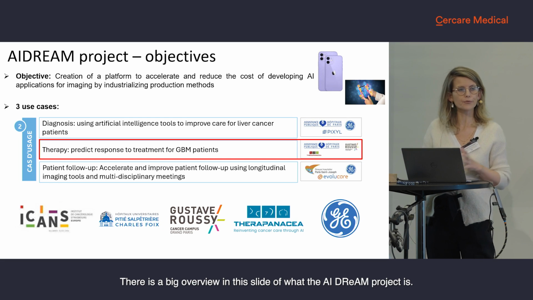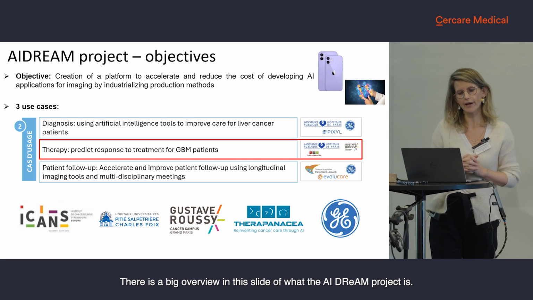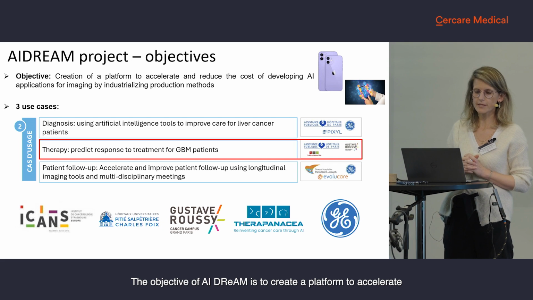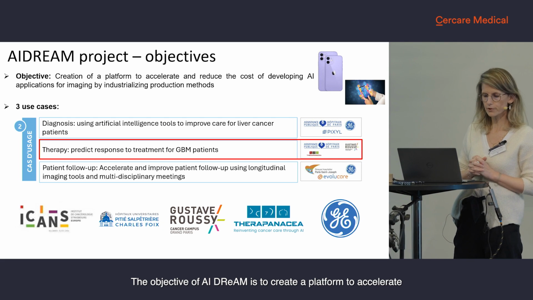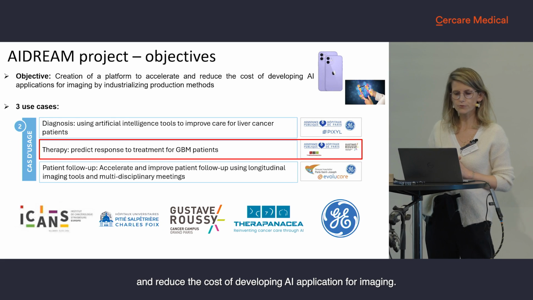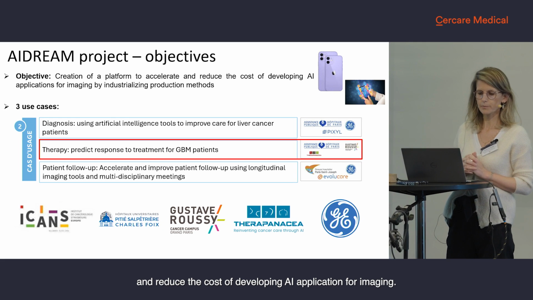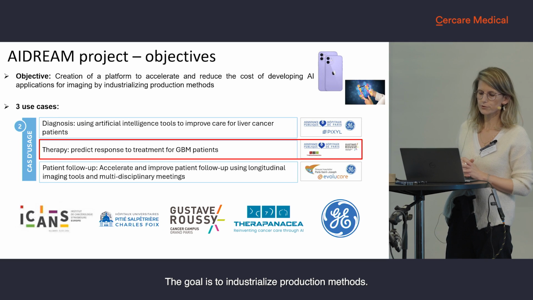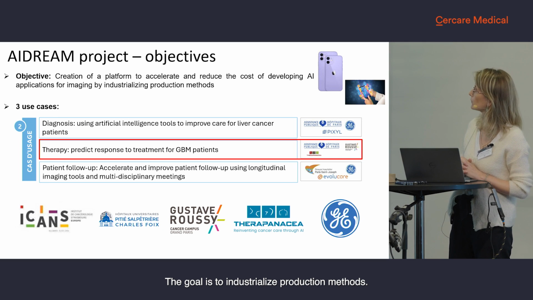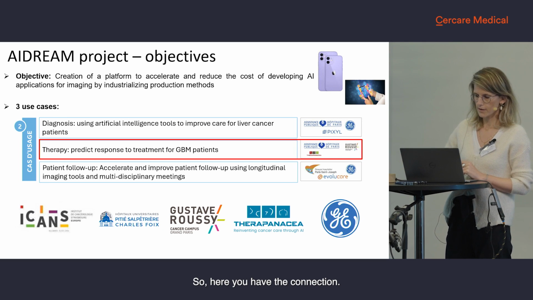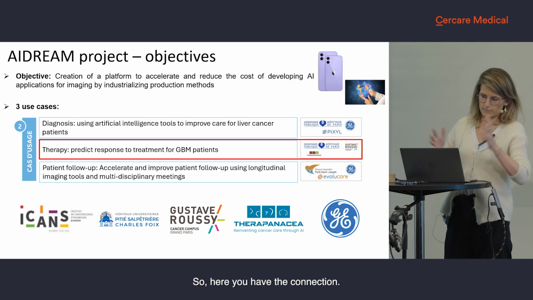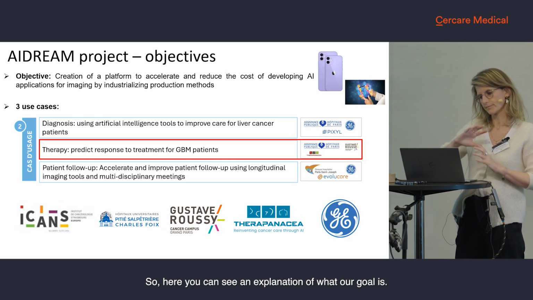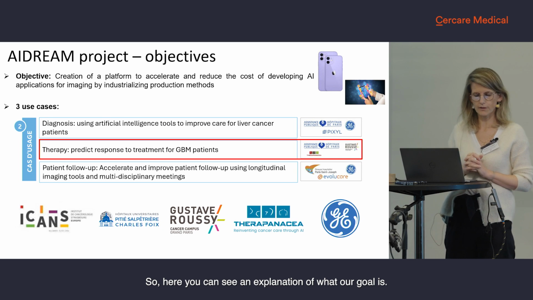It's a big overview in this slide of what the AI Dream project is. The objective of AI Dream is to create a platform to accelerate and reduce the cost of developing AI application for imaging. The goal is to industrialize production methods. So you have here the connection. It's just to explain to you what is our goal.